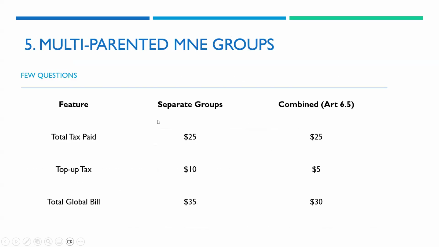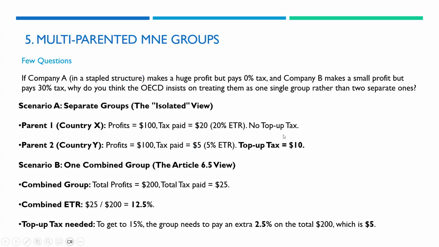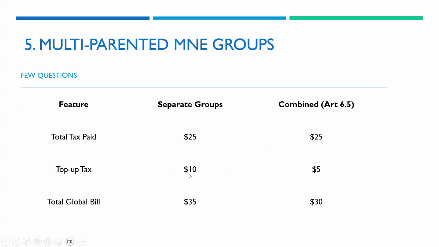So if I tabulate that in separate groups, I would pay a total tax of 25. In combined also, I'll pay a total tax of 25. What is the top-up tax I pay in scenario A? Here, I paid a top-up tax of 10 because parent 2 has only a 5% ETR, so I am recharging 10 points. But combined, I pay only a top-up tax of 5, and the total global bill is 35 versus 30. See, combined does not mean you will pay more taxes.